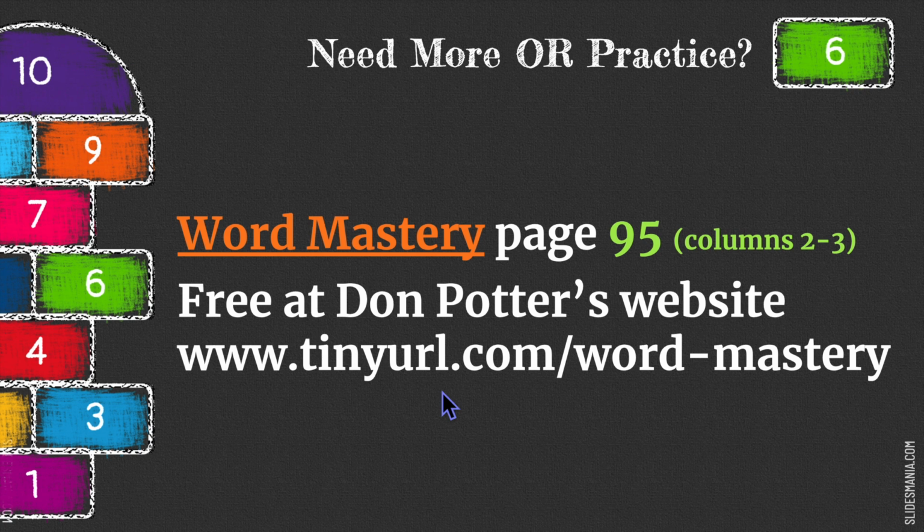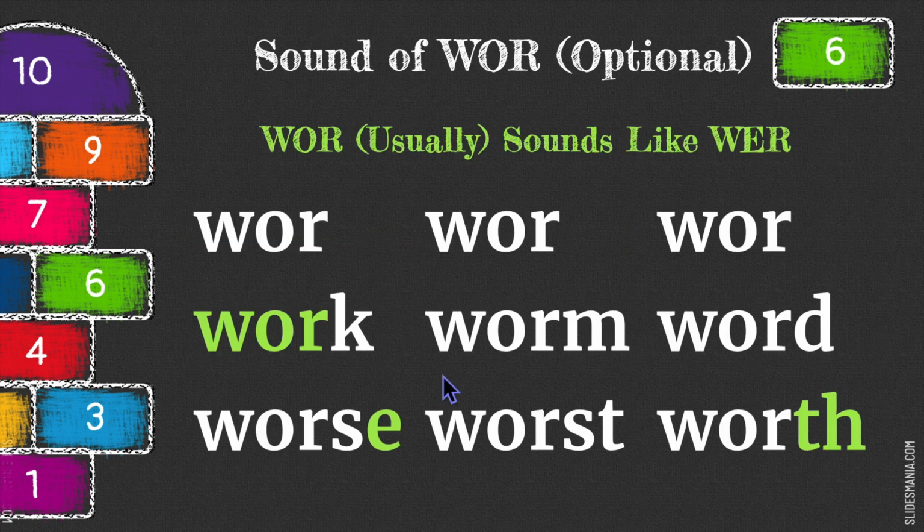Now, if you feel like you're doing very well with this, then you can stick around for what happens when you have a W in front of the OR. This part of the lesson is completely optional, and it will probably be too confusing for younger children. So feel free to stop this lesson at this point if the student isn't ready. Now, if you have WOR, it usually, but not always, sounds like were. There are some words where it's or, war, but most of the time it sounds like were. So let's practice that sound here.